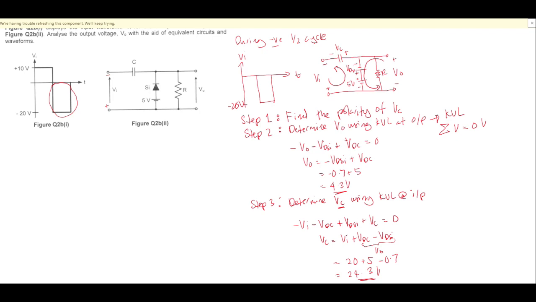So now we consider the positive half cycle. During the positive half cycle, we consider the positive side. So VI, your input voltage, is 10 volt.